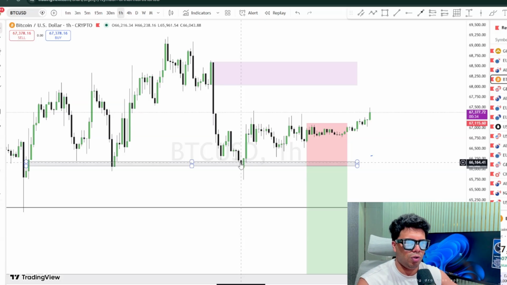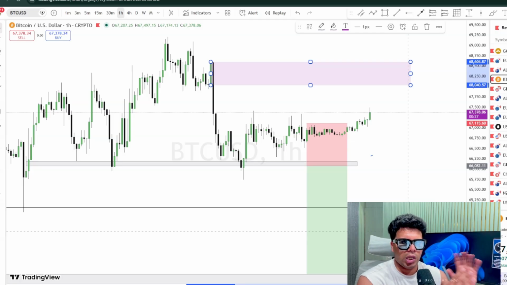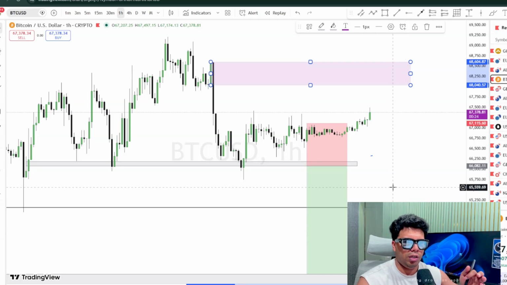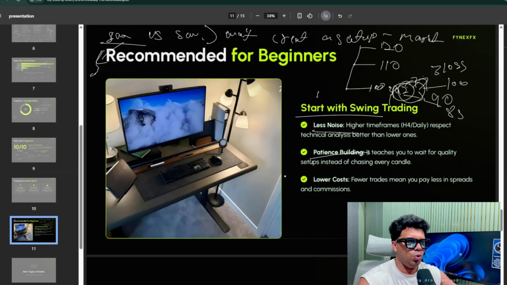Still, it's not mitigated, okay. I'm still waiting to mitigate this supply zone, and after that, I'm going to enter from here on the short side, which means I'm trying to sell from here in the markets, okay. The Bitcoin, which means BTC USD. That's, what I can say, the technical name, okay.